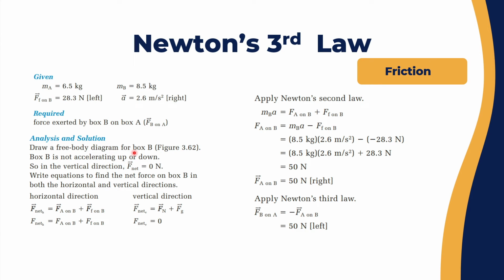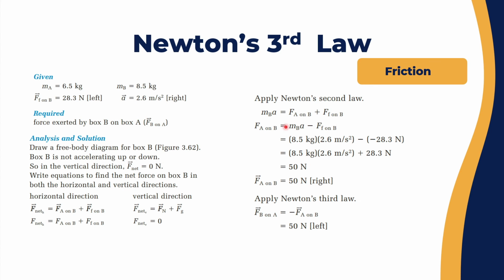Analysis. We drew the free body diagram for box B. We found that the F net horizontal is Fa on B plus F friction on B, without direction. Vertical direction is ignored. All motions are horizontal in this case. Newton's second law tells you that F net horizontal, which is the mass of the box times the acceleration, equals Fa on B plus F friction on B. Rearranging, Fa on B would be mass times acceleration minus the F friction on B.